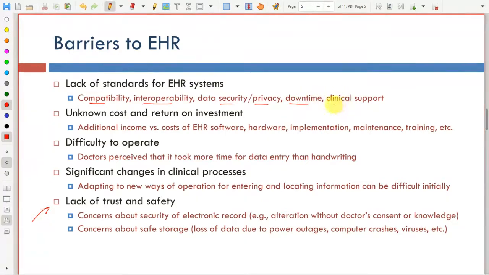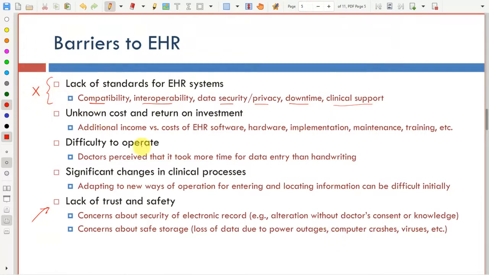The clinical support was also a very important thing. Basically, some systems were designed without feedback from the clinical staff. So the systems may have information, but they are not very convenient for the clinical staff. So this was a problem at the beginning.